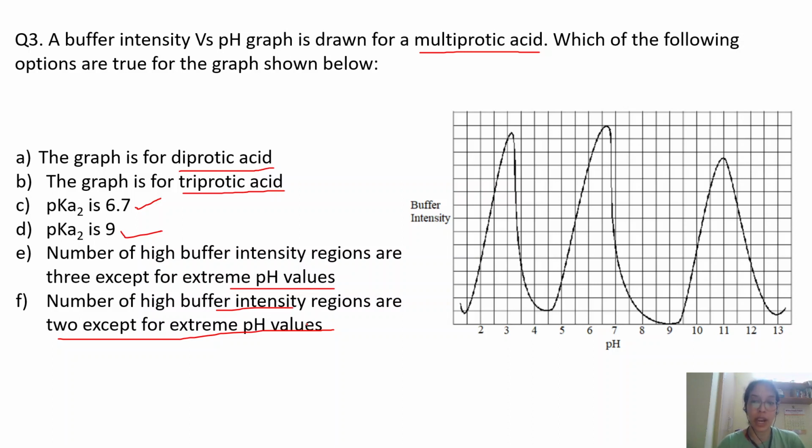How many hydrogens is it donating, and where are the regions where the donation of hydrogen is visible? Where are the regions where we can see that there is high buffer capacity or low buffer capacity, and what are the pH values at that position? So we'll move forward. The answer is the graph is for triprotic acid. We'll see how. pKa2 is 6.7 and the number of high buffer intensity regions is 3.